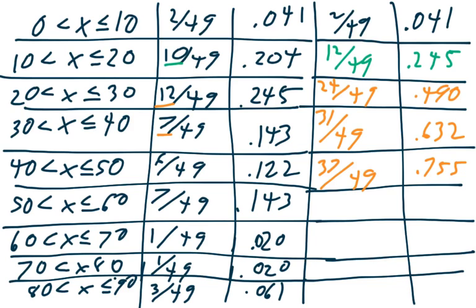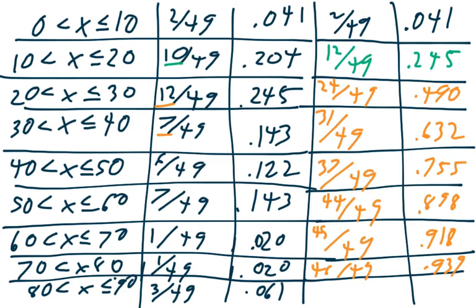Another 7 is 44 out of 49, and that's 0.898. 45 out of 49 is 0.918. 46 out of 49 is 0.939. And then 49 out of 49 is obviously equal to 1.